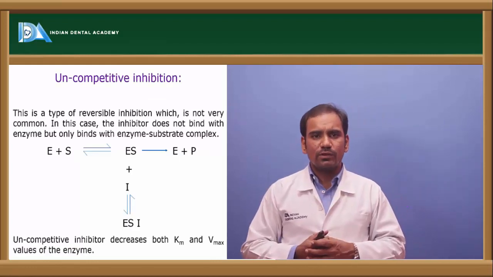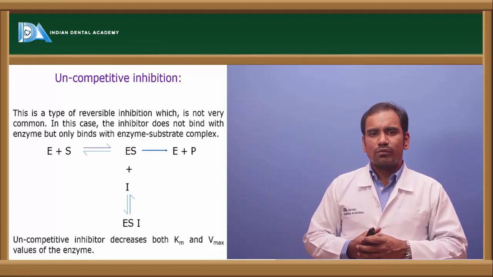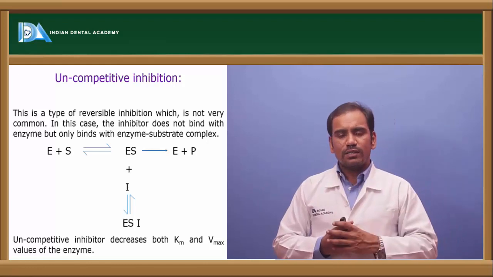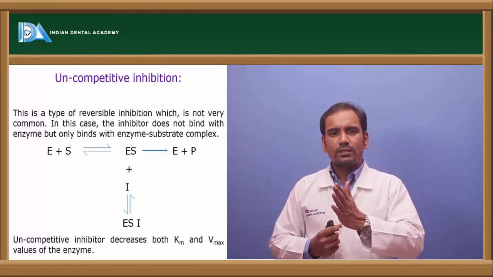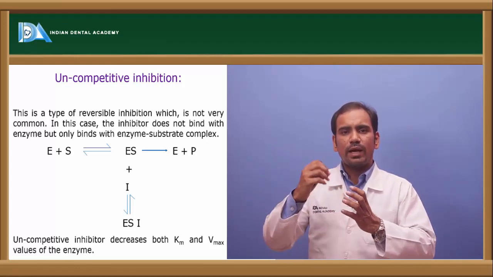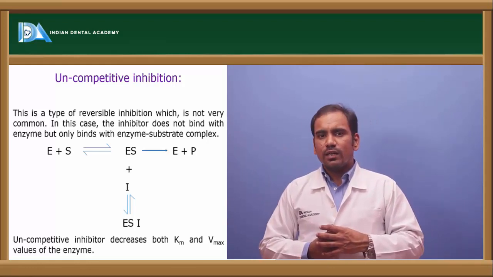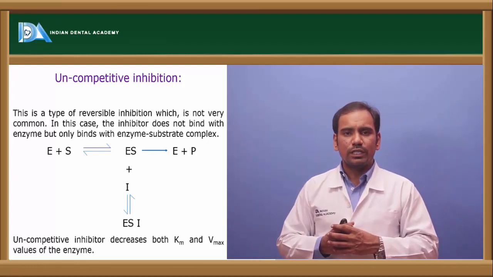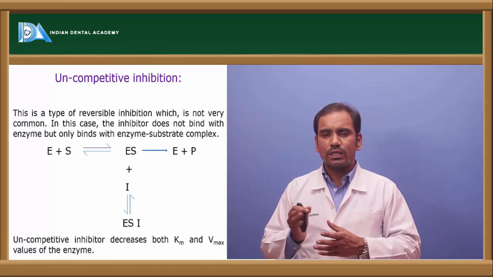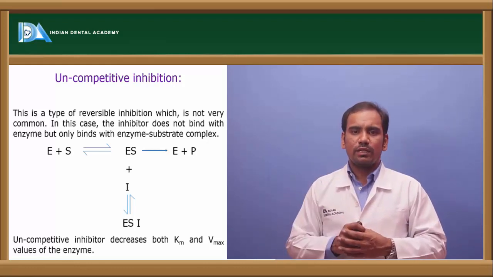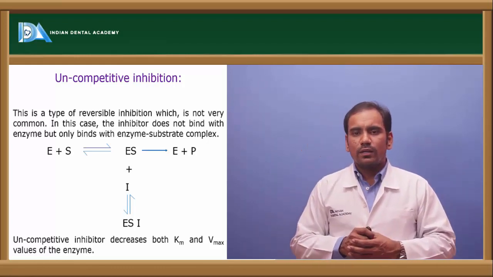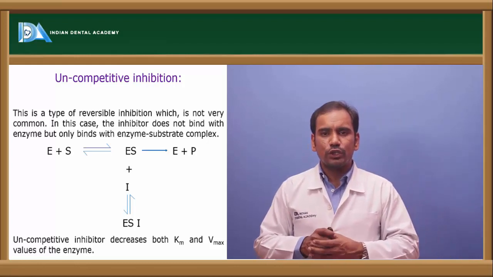Coming to the third type of reversible inhibition, uncompetitive inhibition. So what happens in uncompetitive inhibition? Here the inhibitor binds to the enzyme only after the formation of the ES complex. So after formation of the enzyme substrate complex, then only the inhibitor binds with the enzyme. Right? So that is the mechanism of uncompetitive inhibition. In the picture you can see, first the substrate binds with the enzyme and forms the ES complex. Then only the inhibitor binds and forms the ESI complex that cannot give rise to products. Right? So this is the basic mechanism that occurs in uncompetitive inhibition.